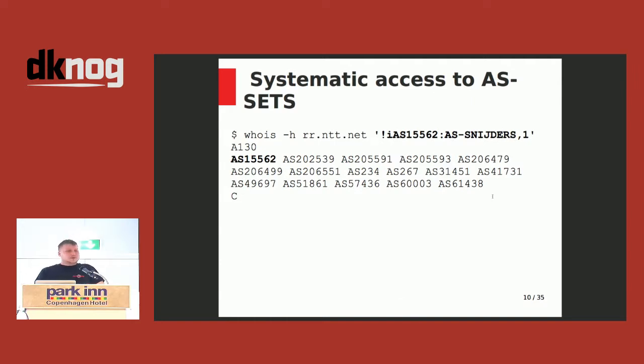So what the machinery does under the hood, I can demonstrate again with a whois command what is actually happening on a software level. A command is sent to the IRRD instance, !i, then the name of the AS set follows, comma 1. The comma 1 means do this recursively, and !i means expand this AS set into its members. The answer I get in this case is 130 bytes, and what follows is a white space delimited list of AS numbers, and then the connection closes.